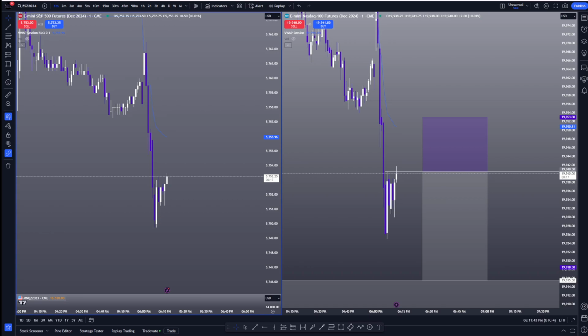We got to see inversion now. We got to see us close. We got the inversion. Now we need to see a bounce. We got to see a bounce off this inverse fair value gap. We do not want to see price come down and manipulate us out here. We want to see us really start to push through our opening range now.